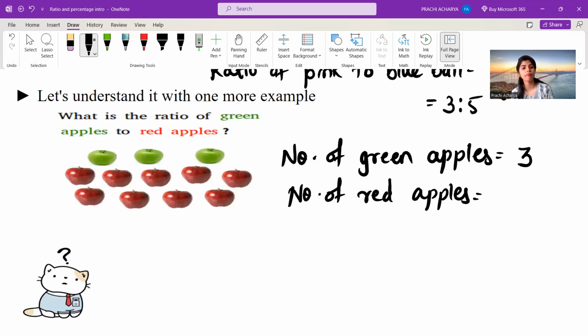How much? Let's try 1, 2, 3, 4, 5, 6, 7, 8, and 9. What is the question now? Ratio of green to red. So therefore, required ratio.